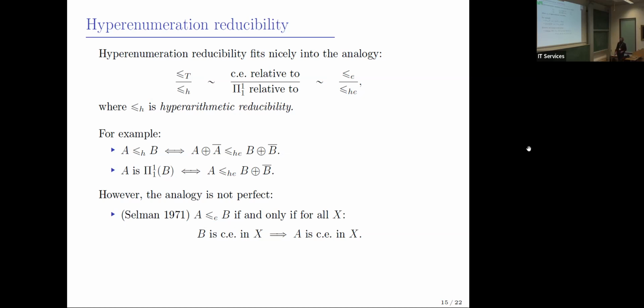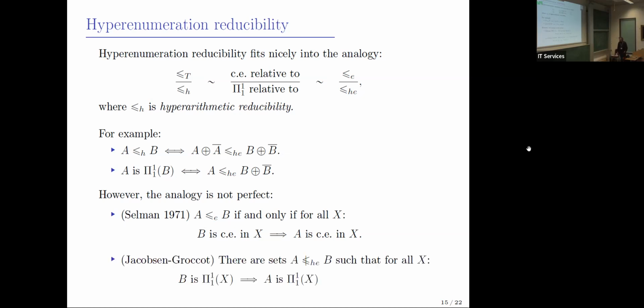On the other hand, Josiah showed that there are sets A and B such that A is not hyperenumeration below B, but for all x, B being pi 1 1 in x implies that A is pi 1 1 in x. So the analogy is broken in this case. Selman's theorem does not hold for hyperenumeration reducibility.